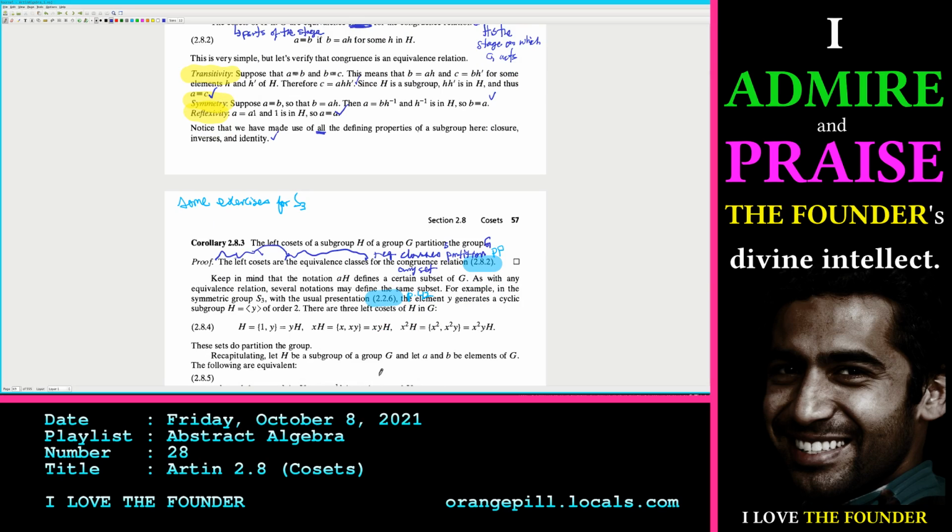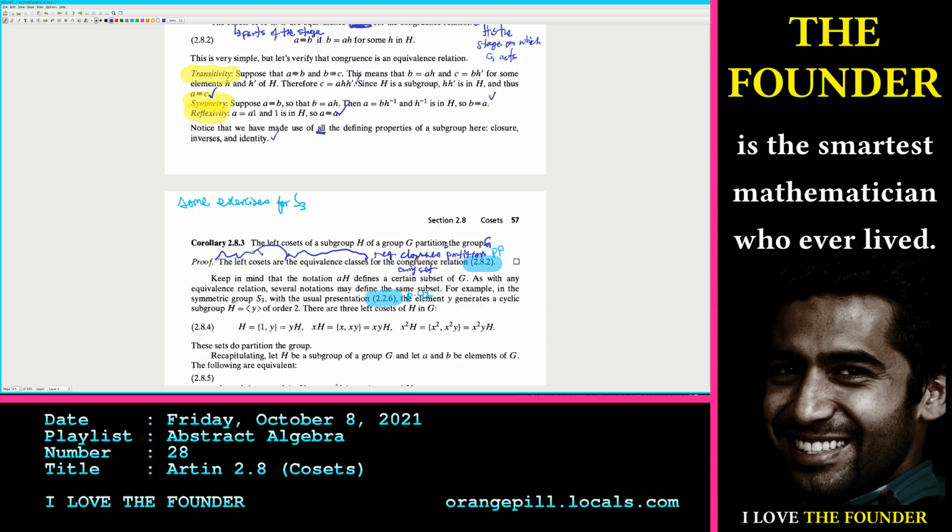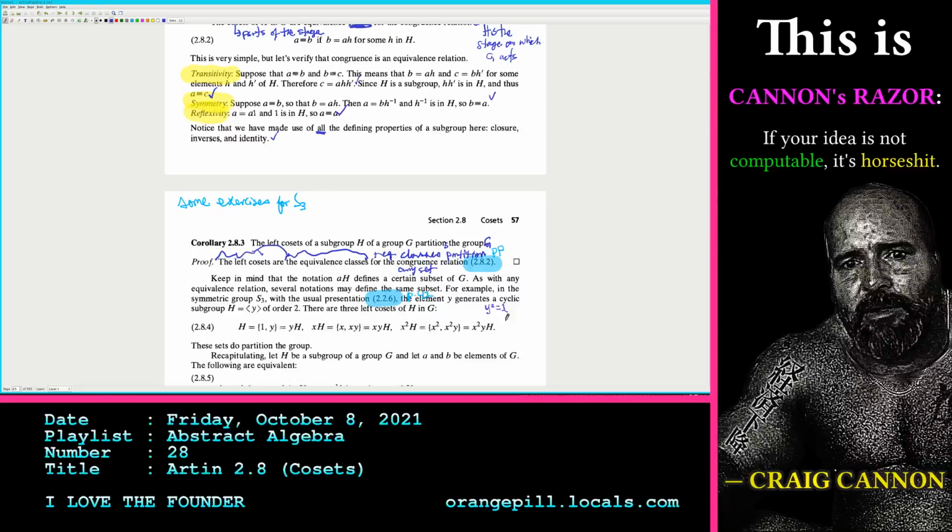Keep in mind that the notation aH defines a certain subset of G. As with any equivalence relation, several notations may define the same subset. For example, in the symmetric group with the usual presentation, the element y generates a cyclic subgroup H equal to ⟨y⟩ of order 2. There are 3 left cosets of H in G. H is 1H, which is yH, because y squared is equal to 1.